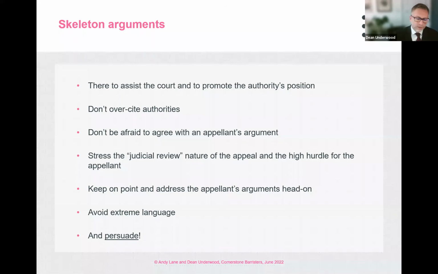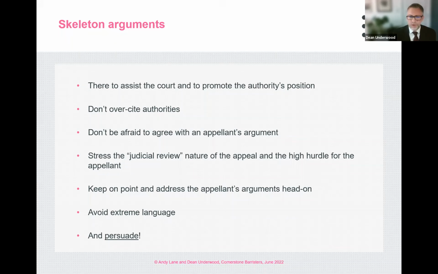Coming back to a point really that Andy's made on a couple of occasions, if the appellant makes a good point in the skeleton argument, don't be afraid to simply agree with it. Your argument and your position will be given far greater credibility and weight if the judge can see that you are taking a sensible view about the appellant's position. And of course, coming back right to the very start of our presentation, don't forget to stress the judicial review nature of the appeal, and that it's the appellant that bears the burden of satisfying the court of the public law error, and indeed that relief should be granted, and therefore there is a high hurdle for the appellant to cross.